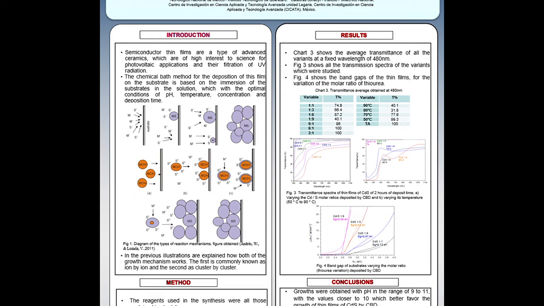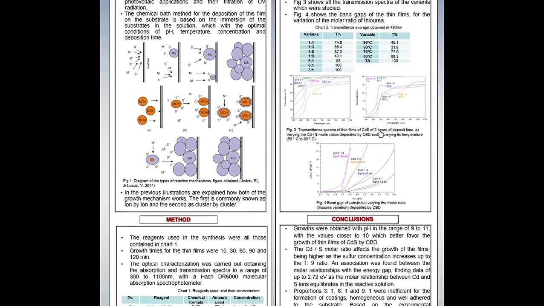Now, following with the results, on the left side are shown the ones for molar ratio variation, and on the right side the ones for temperature variation. This is Figure 3. It follows a tendency: while temperature increases, the average transmittance increases too. Now in chart 3 is shown the data for the average transmittance at 480 nanometers, because this is the most noticeable inflection point in the transmission spectra.